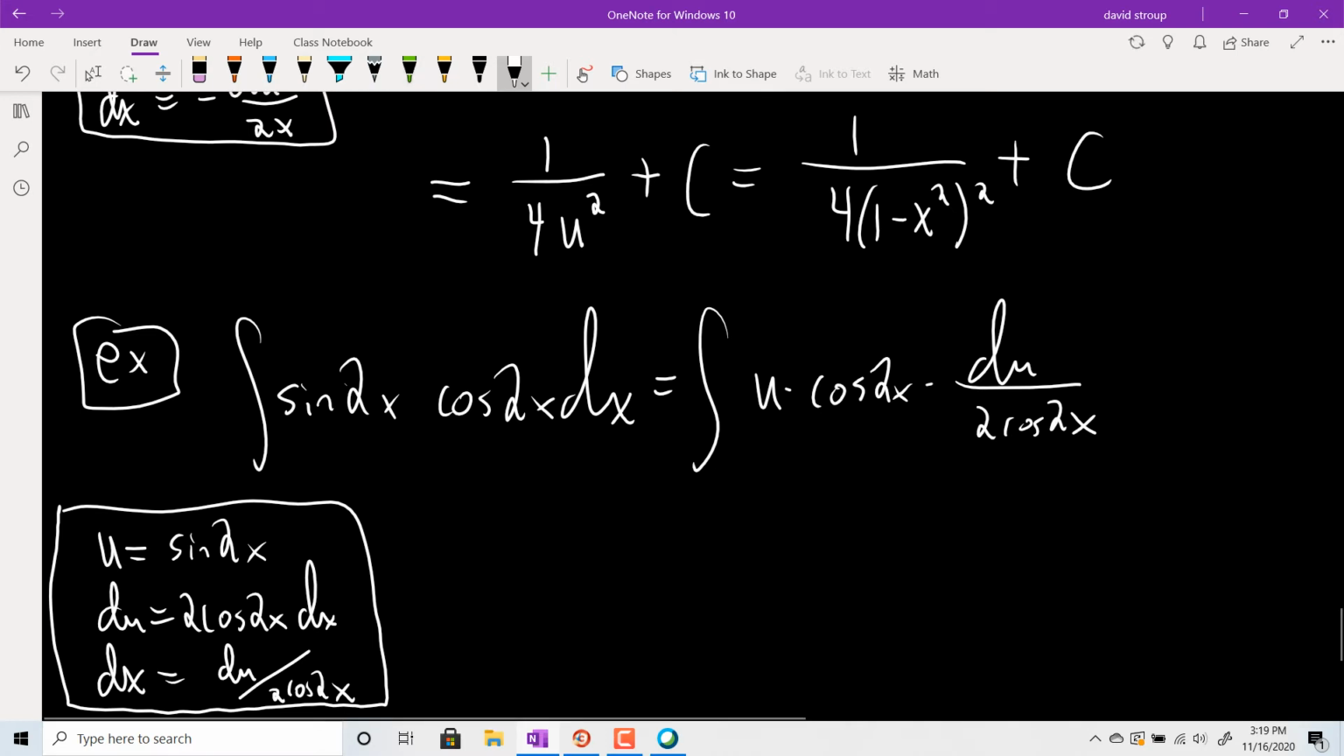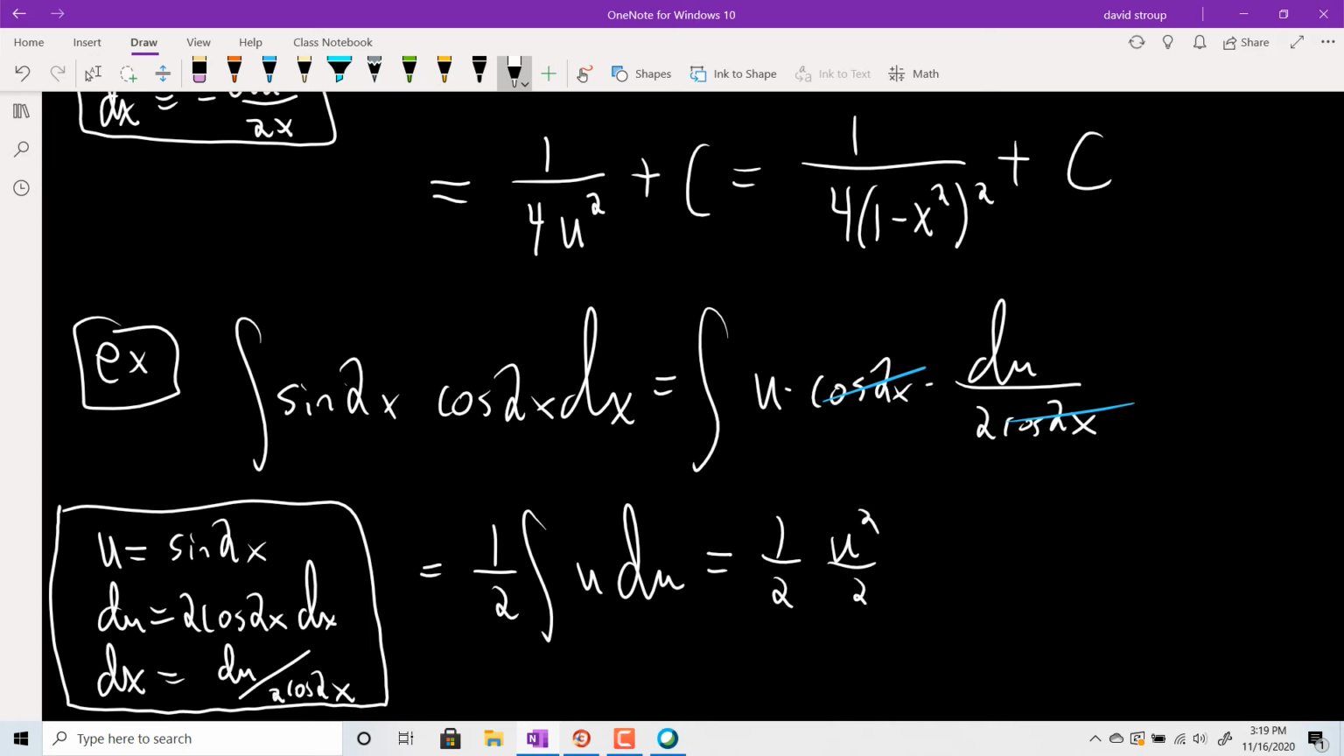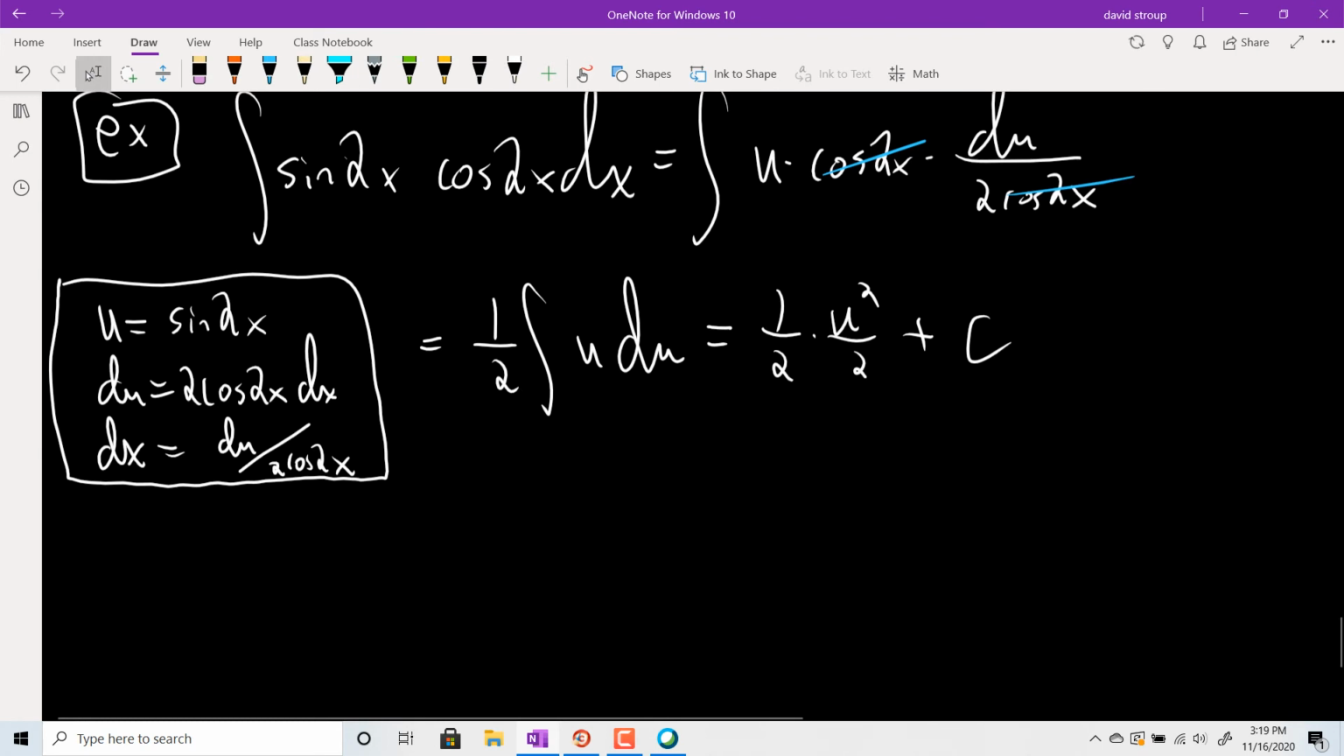And you'll see a nice cancellation there between the cosine 2x's. There is a factor of 1/2 that can be factored out of the integral. You're left with u du. Then I have 1/2 integral of u, which is u squared over 2. Let's see. And again, if you begin in x, you must end in x. So let's rewrite it as 1/4 sine of 2x squared plus c.